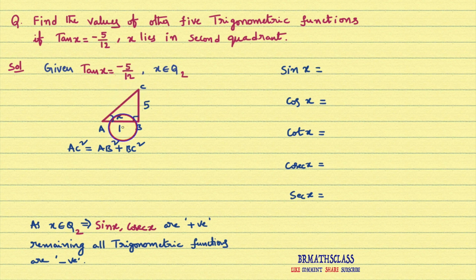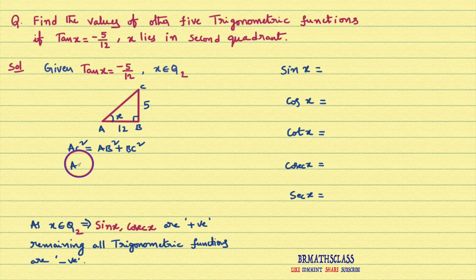Adjacent side is 12. This is also positive. Length of side is always positive. Right. Now we need to find the third side of this right angle triangle. We know that in Pythagoras theorem, the square of the hypotenuse is equal to the sum of squares of the other two sides. Here you need to calculate AC.